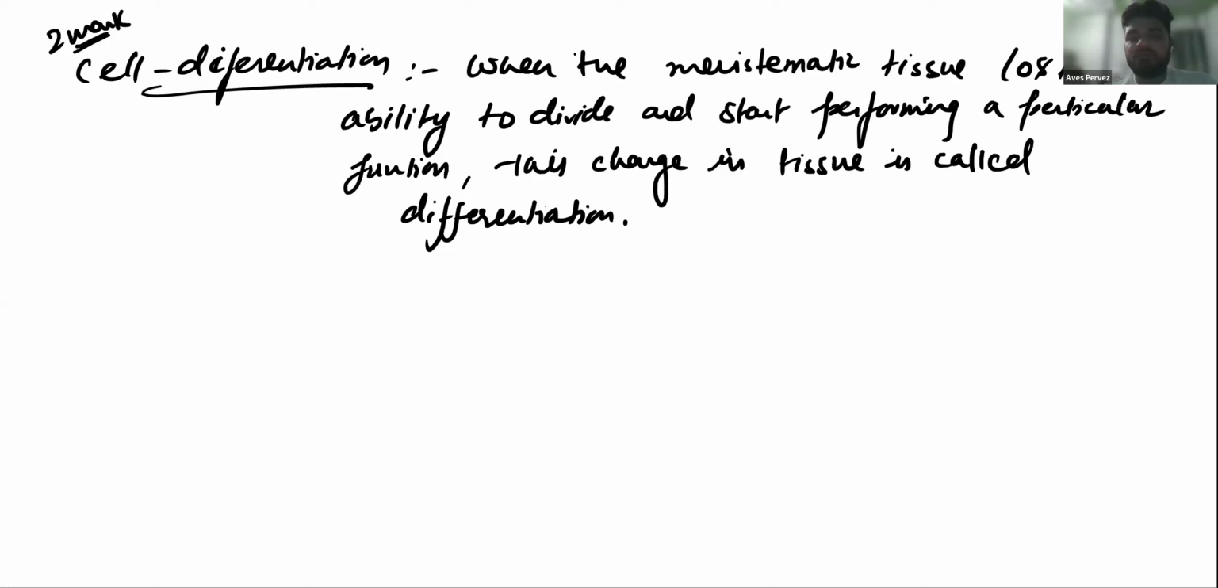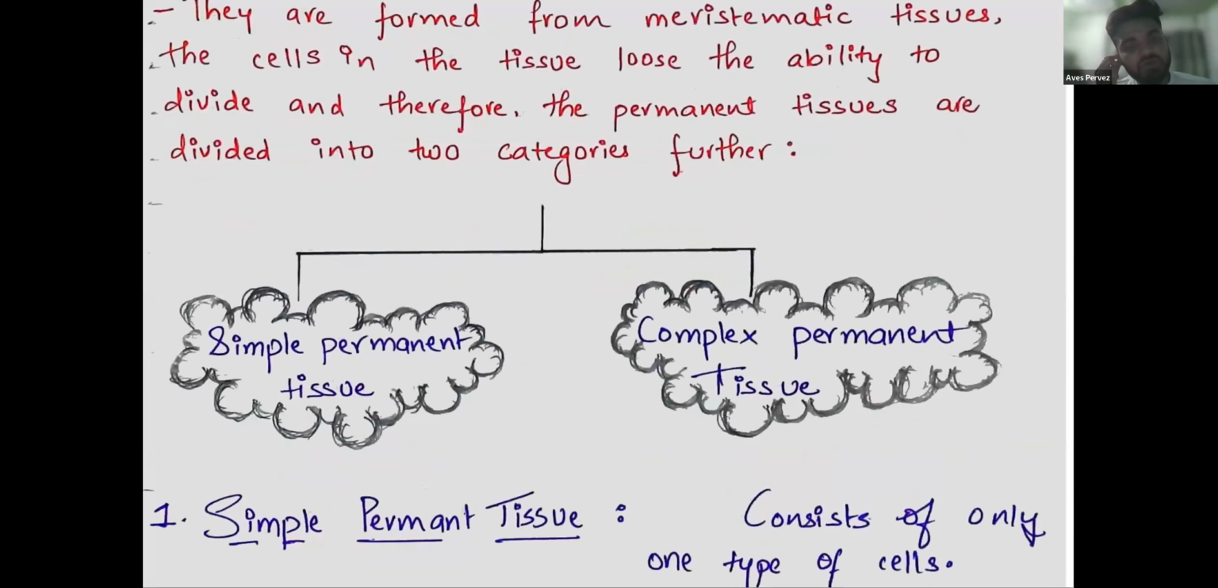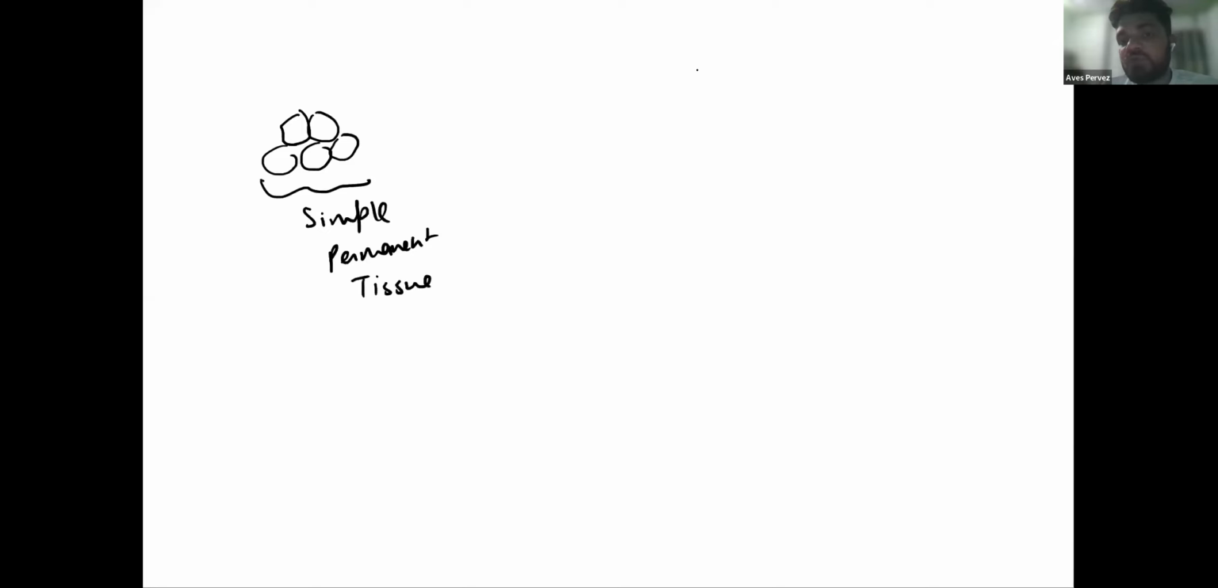Now we have simple permanent tissue and we have complex permanent tissue. Now we are just going to study simple permanent tissue. Simple permanent tissues are those tissues that consist of only one kind of cells. Okay, it means the cell is only one type, and no different type of cell is present. If we have only one kind of cells and they are permanent cells performing a particular function, they are considered a simple permanent tissue.